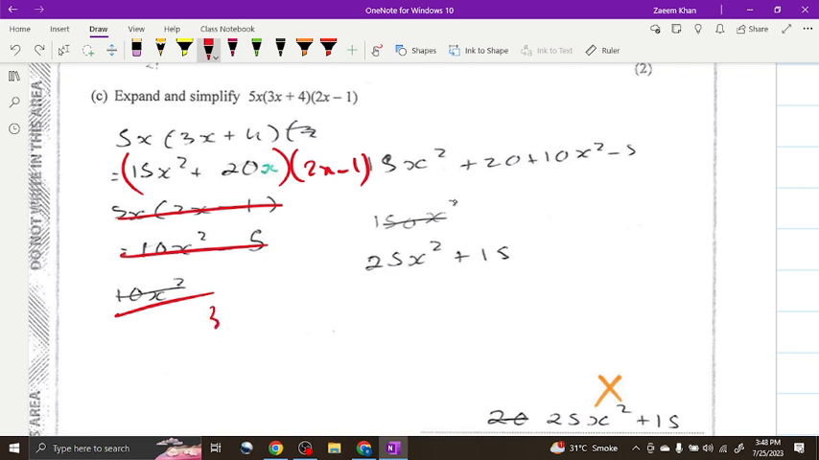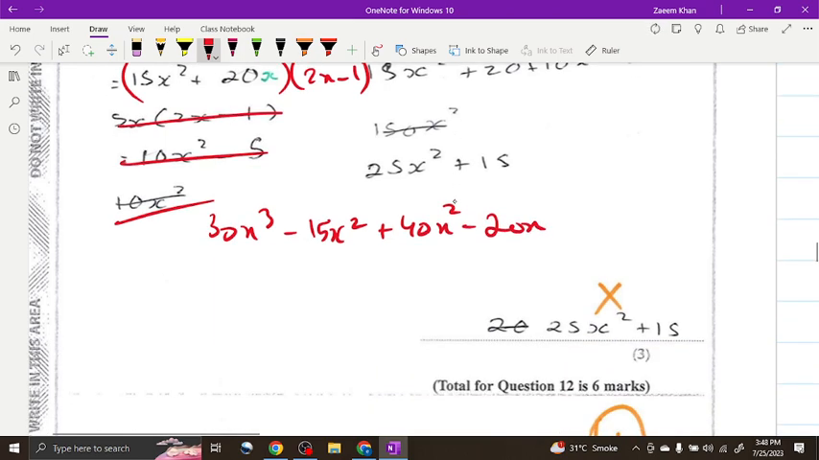30x cubed. Then you multiply this with this, what do you get? 15x squared. This with this. 40x squared. And 20. Is there anything that is similar? 15x squared, 40x squared. When you add them together, what do you get?